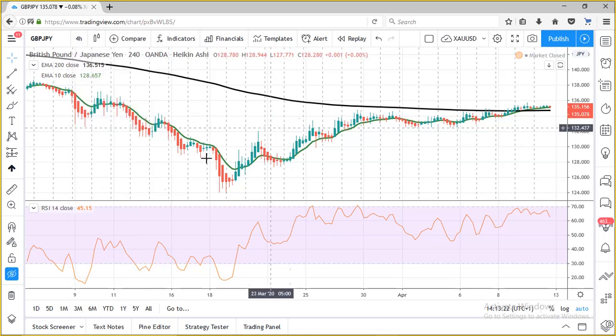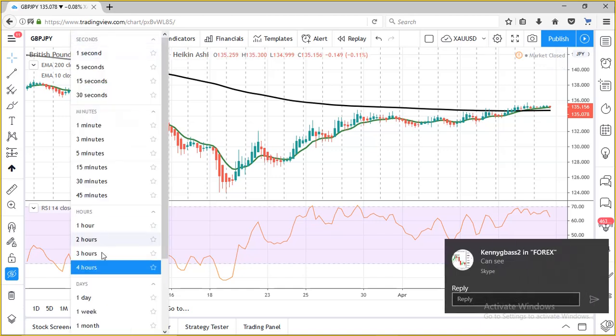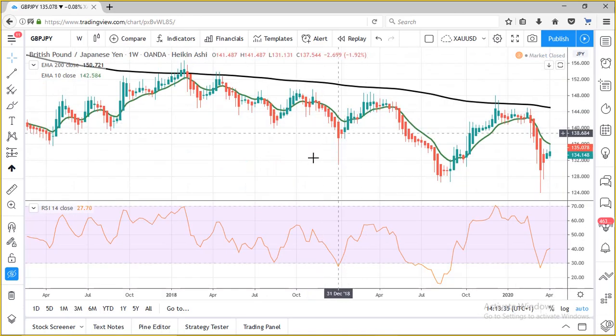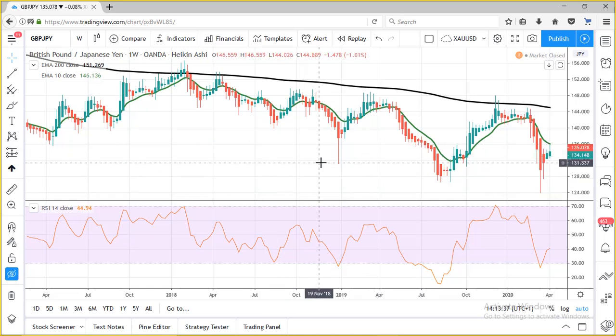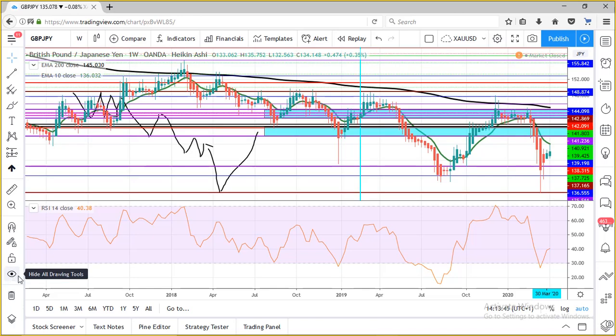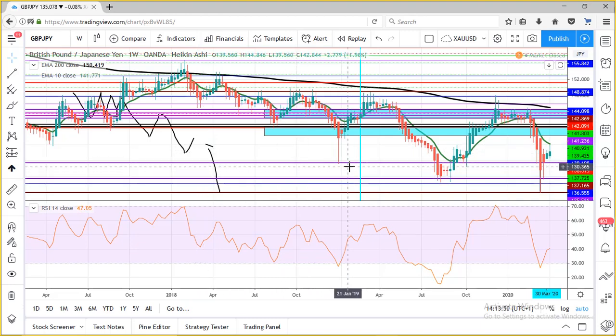I will be switching to weekly candle. Let's switch to weekly candle. It is weekly candle. Let me try and put my drawing. I want to show you something. Good. This is our weekly candle.